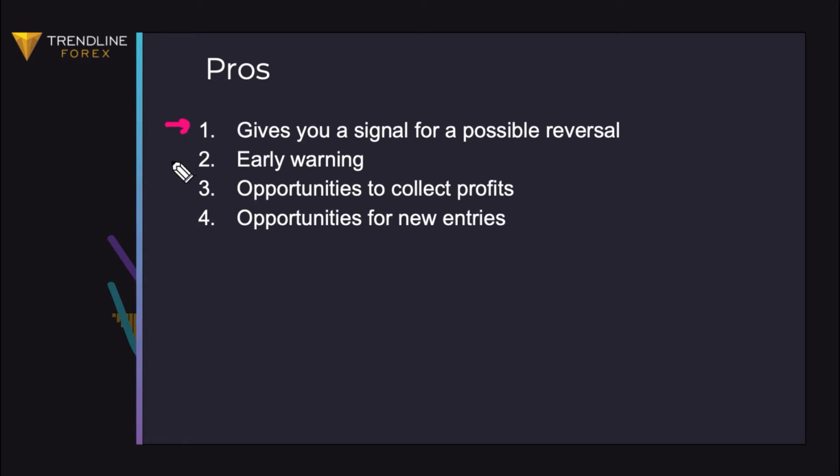This way we get an early signal for a possible reversal, and even though sometimes it's too early, still something that we could take advantage of. This means we can then close out our trades earlier if we have to, in case we get a reversal signal. And of course we can also open new trades in the opposite direction, trying to catch the trend reversal. So that's pretty much the main advantages of this indicator.